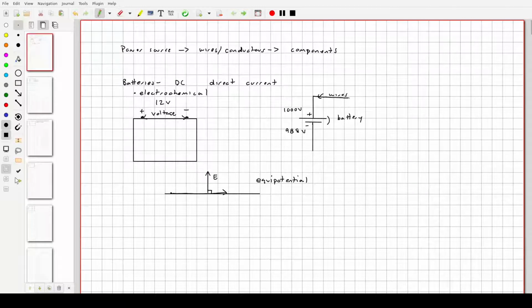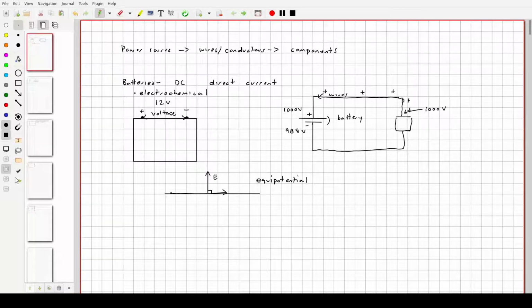If I were to extend this wire over here and hook it to some sort of component, we'll say like a computer or something like that, and then I extended this wire over here and hooked it to the other side, what I'm doing along this conductor, which is what a wire is, is preserving the amount of voltage such that at this point right here there would be 1,000 volts sitting there.